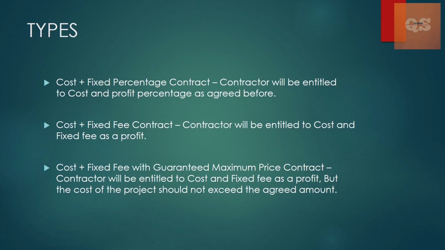Next is the cost plus fixed fee contract. Here the contractor will be entitled to the cost plus a fixed fee. This is not a percentage or anything. A fixed fee will be provided to them on top of the actual cost spent to complete that project. It can be, after completion of the project, a fixed fee of 50 million US dollars or 10 million US dollars. Basically, that will be the profit of the contractor. This again is decided between both the parties before the contract is actually executed.